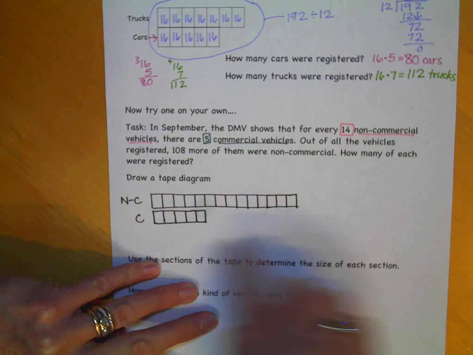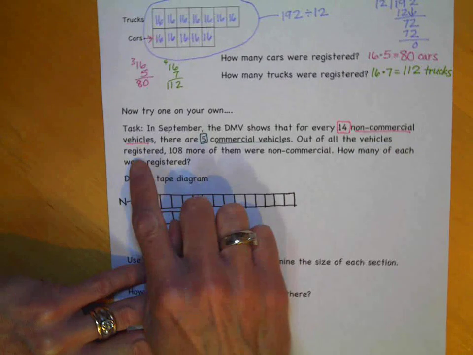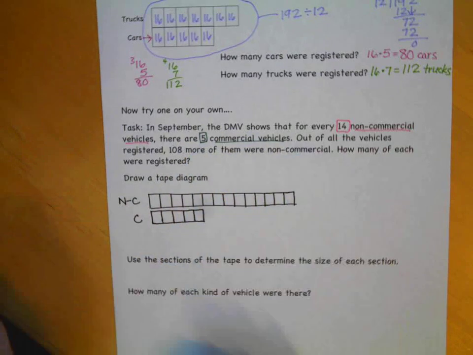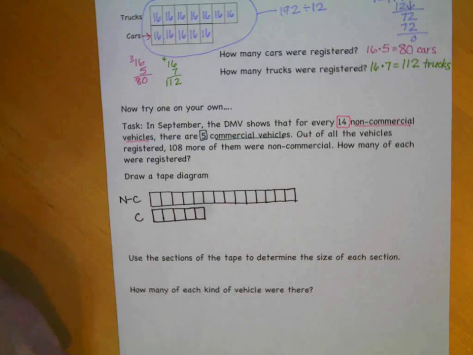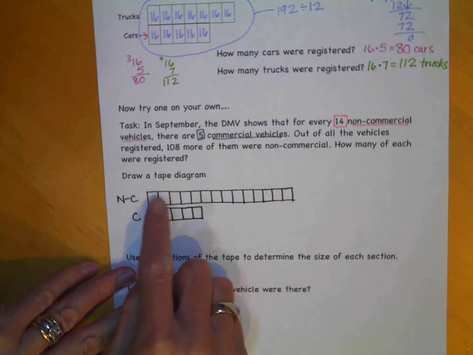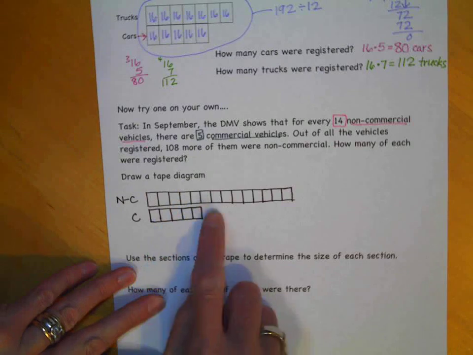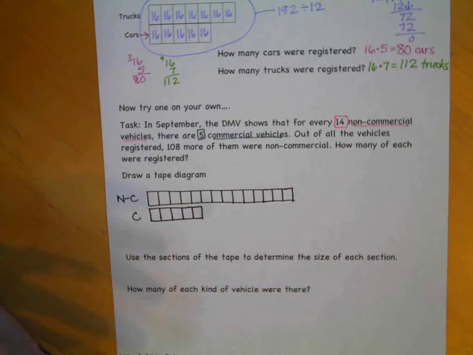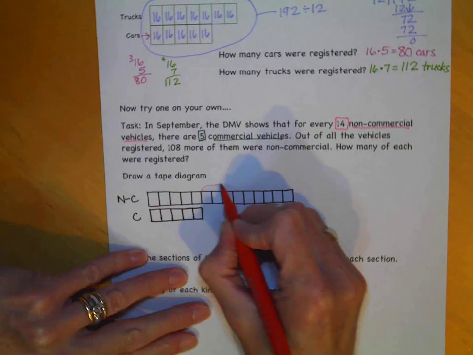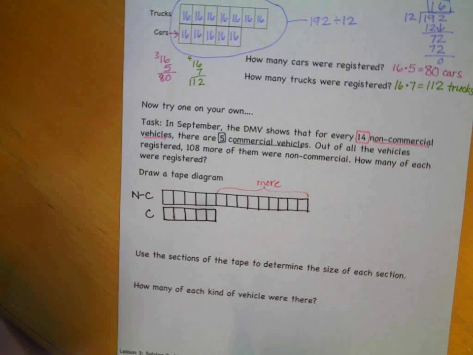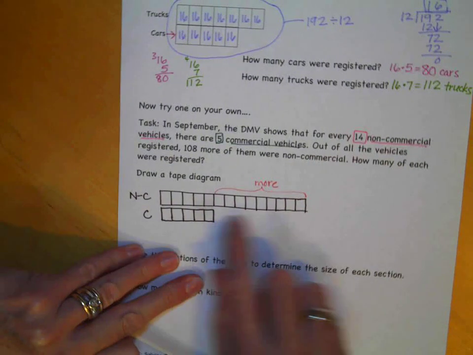It says, out of all the vehicles, so looking at both tapes together, out of all the vehicles registered, 108 more of them were non-commercial. Where on the tape is the more? Because this one equals this one, this one equals this one, this one equals this one, this one equals this one, this one equals this one. Uh-oh, where does the more start? So if you're saying that the more starts right here and goes to here, this is the more.